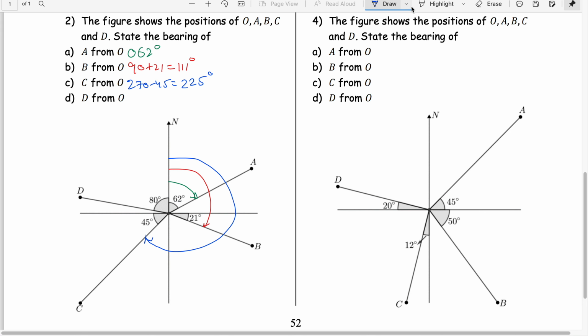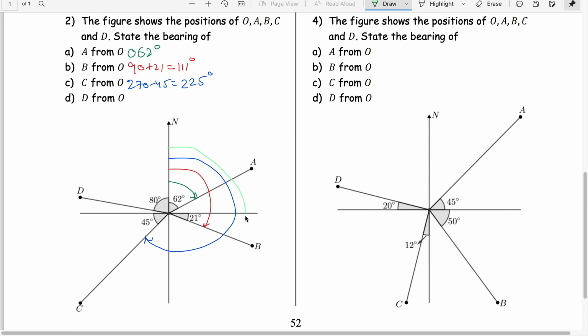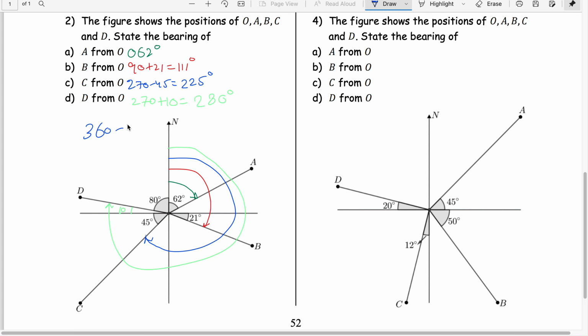225 degrees. And for the last part, D from O, this is your selected angle. So this was complete 90, you take away this 80, you are left with 10. So either you add 10 to 270 to make it 280, or you can choose to remove 80 from 360. The answer will be again 280 degrees.